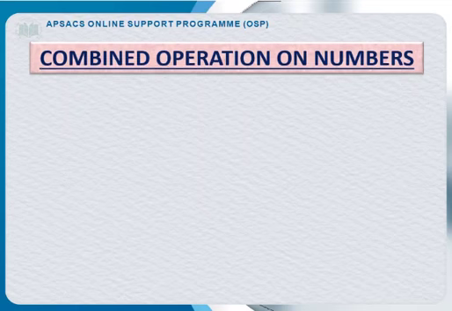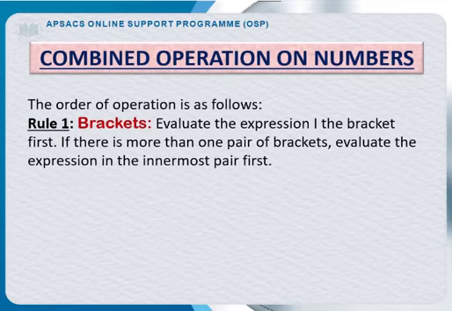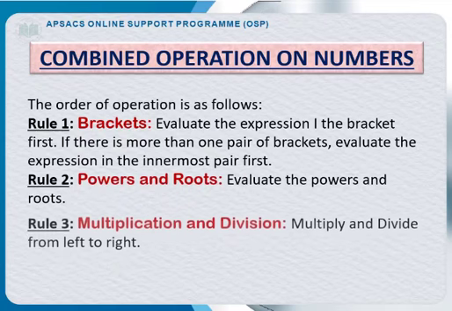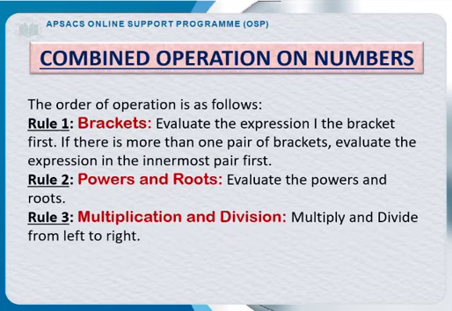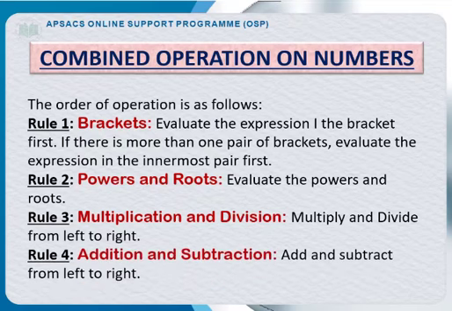Combined operation on numbers. The order of operations is as follows. Rule number 1 is brackets. We will solve our bracket first. Rule number 2 is powers and roots. Then we will solve the powers and roots. Rule number 3 is multiplication and division. We will multiply or divide from left to right. Rule number 4 is addition and subtraction. We will add and subtract from left to right.